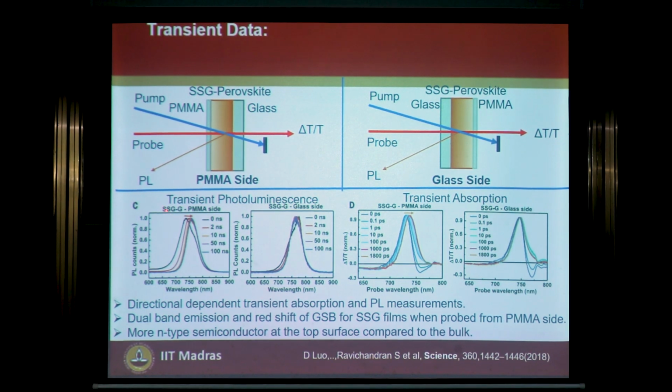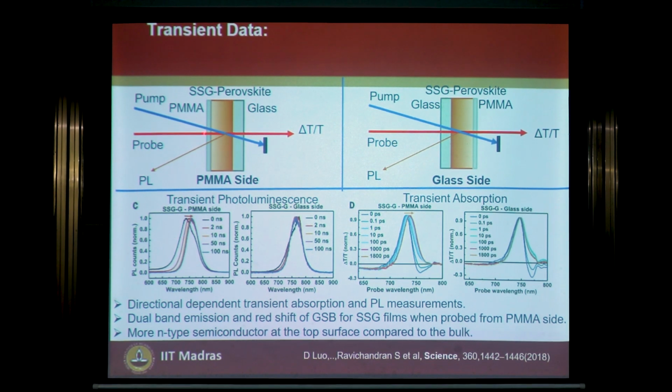Which basically, if you allow the time to go, as the time increases, the PL spectrum goes to the red shift, which is basically telling that all the energies are diffusing to the lower band gap region. Similarly, when I do the same from the glass side, we don't see such a drastic change of PL bands, which is one confirmation.